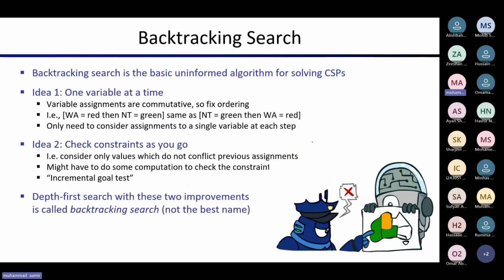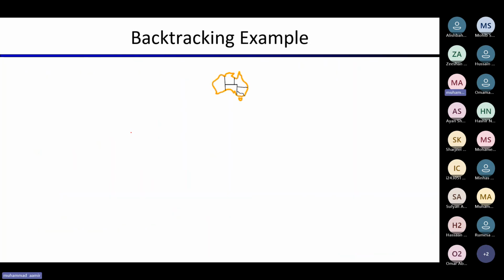And this step for search with these two improvements is called the backtracking search. So we are just calling this thing the backtracking search. As you can see, it is written there, not the best name. But of course, we are calling it backtracking because we are assigning one variable at a time and we are checking that the assignment we are making to any variable is consistent at this moment.